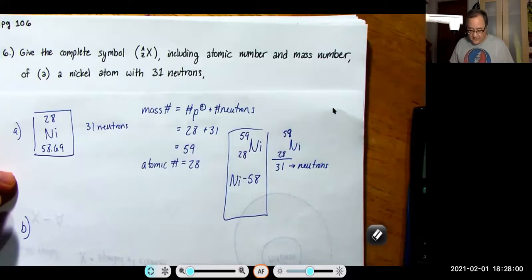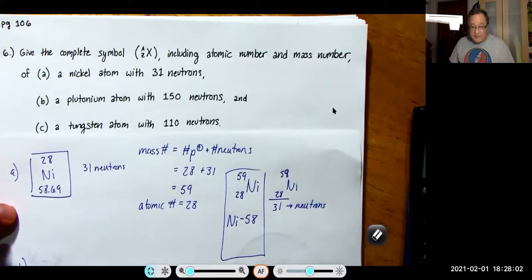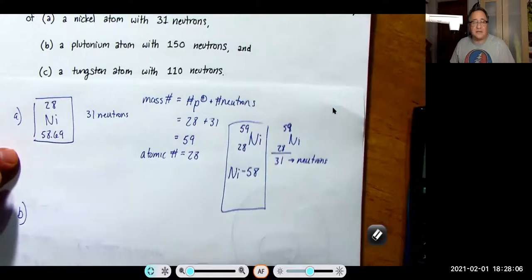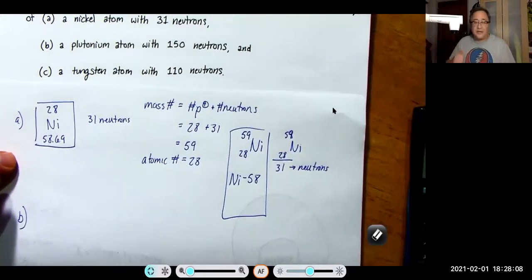How about B and C? What are those answers going to look like? Give me a little thumbs up when you have it.